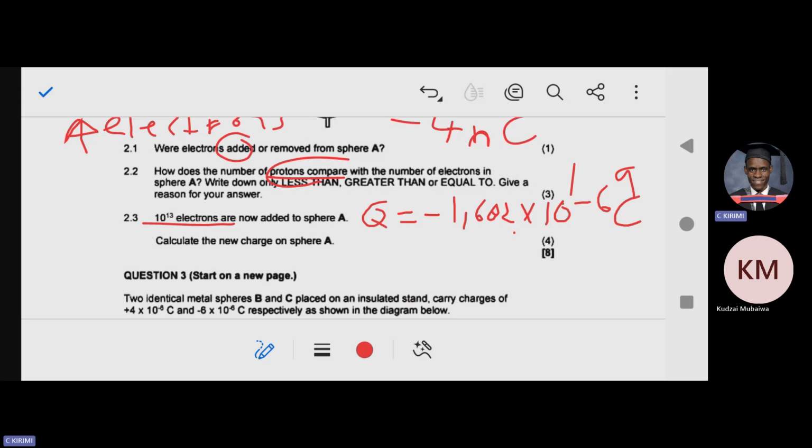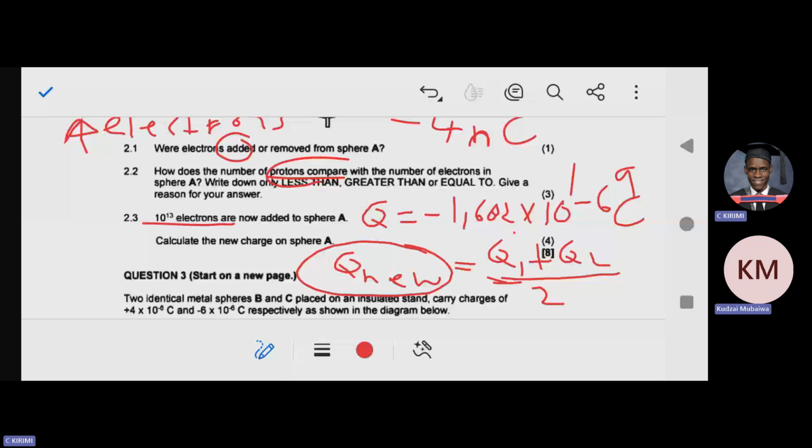In other words, when we say Q new, it is equal to Q1 plus Q2 over 2. So this will be the new charge after you have added another charge, isn't it? Yes, sir.